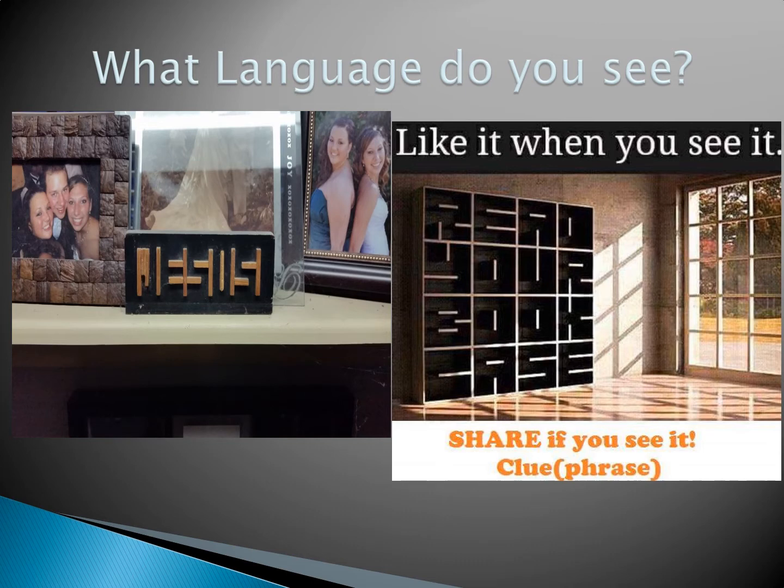So here's some other examples of figure ground. What language do you see here? What language is that? When I first saw it, I couldn't tell, but then if you look and just focus on the black, it actually says Jesus. What about this one right here? This bookshelf. Does it look like a weird language, or can you see the words at all? Just looks like a bookshelf, but it actually says read your bookcase. All right, so these are examples of figure ground.